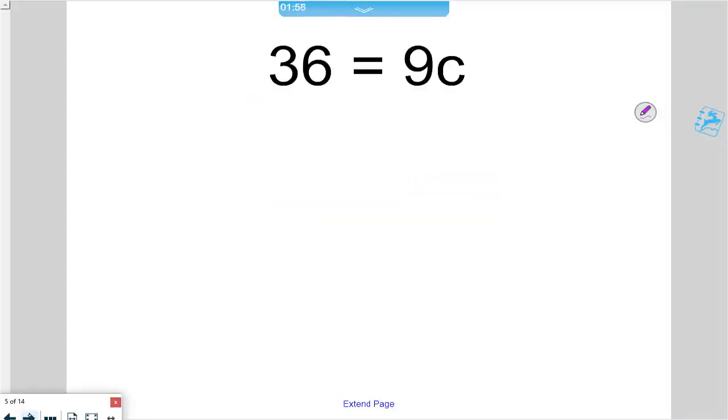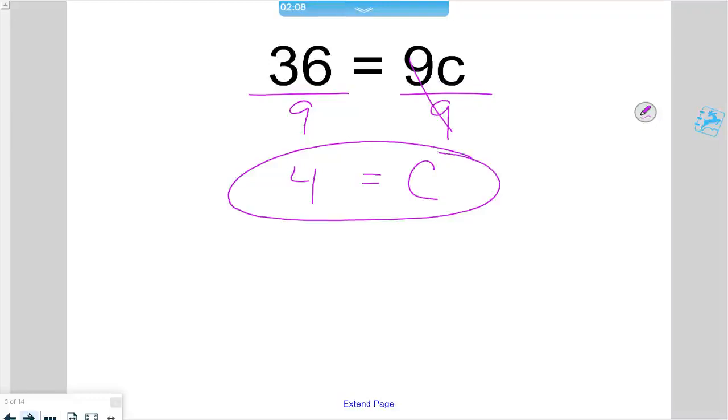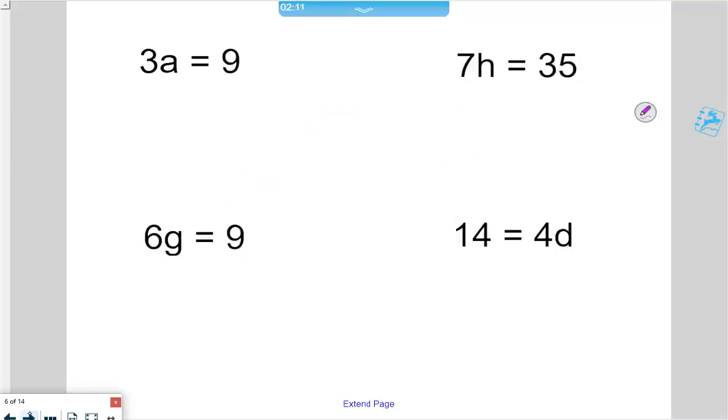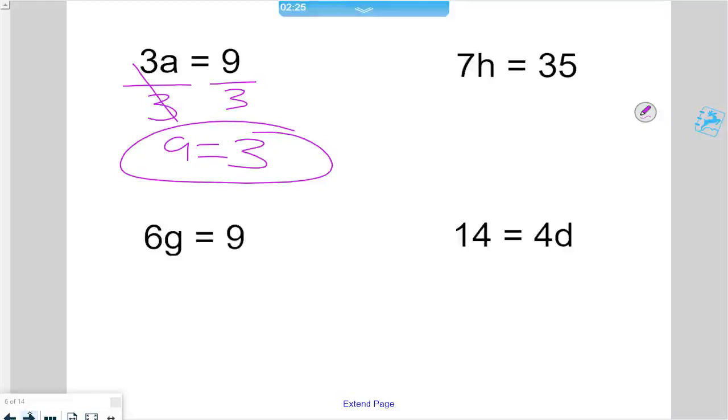36 equals 9 times c. So I divide by 9, which leaves me with my c. 36 divided by 9 leaves me with 4. All right, 3a equals 9. 7h equals 35. Let's do the first one. 3 times a equals 9. Divide by 3, and I end up with a equals 9 divided by 3 is 3. 7h, or 7 times h equals 35. Divide by 7, divided by 7, leaves me with h equals 5.